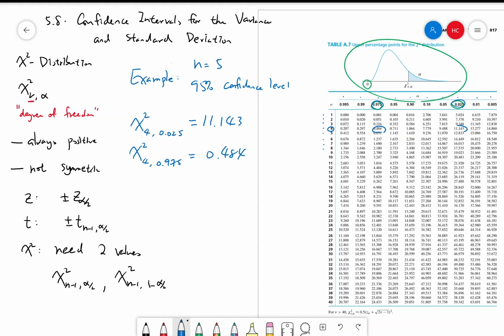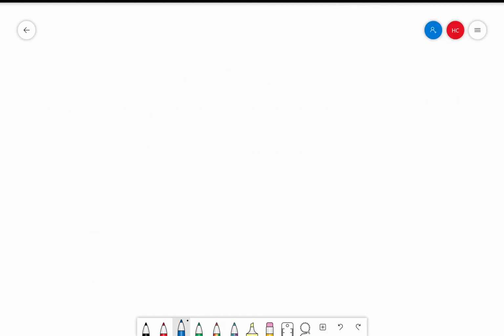All right, so now we know how to use the chi-square table. Let's learn how to construct a confidence interval. Suppose we have a sample, and it's the same with student's t distribution. We have to assume this sample is from a normal distribution. Otherwise, it cannot be used. So this is an important assumption.